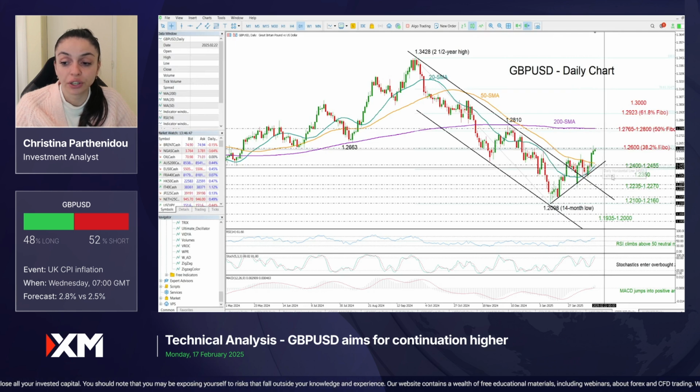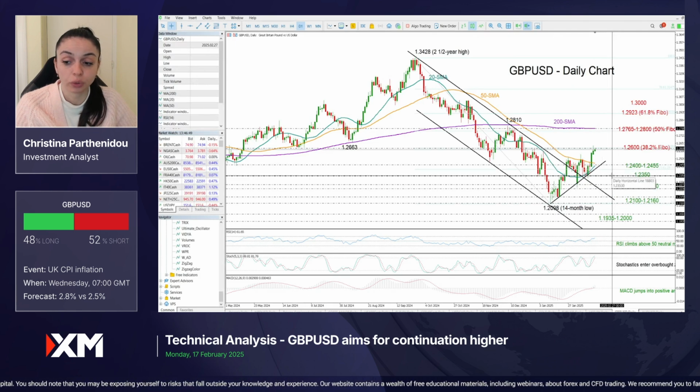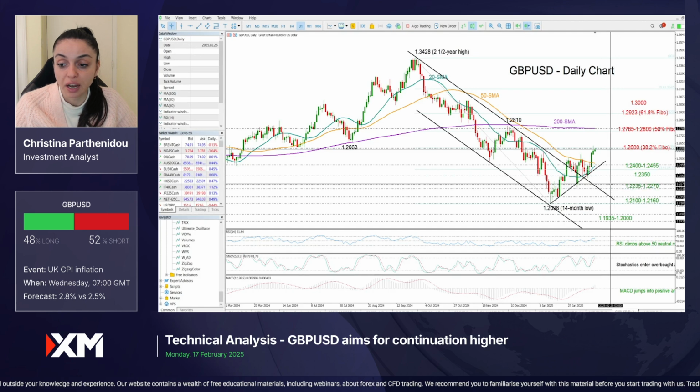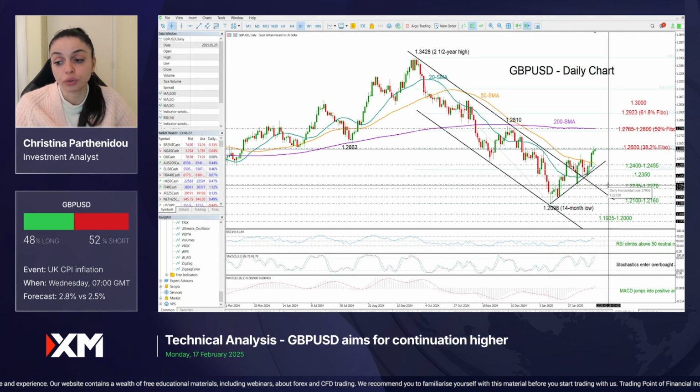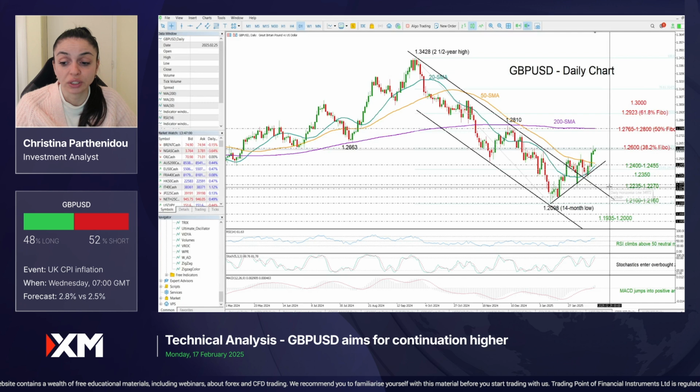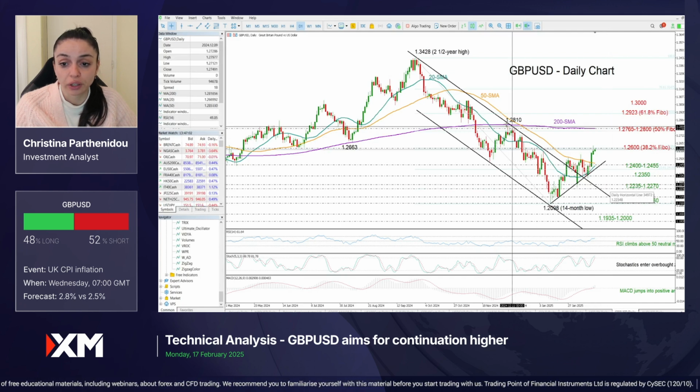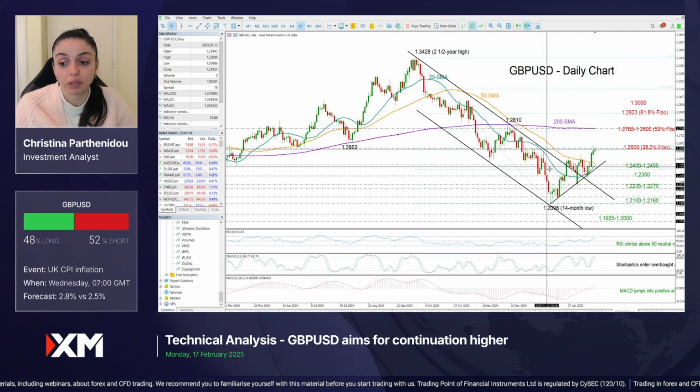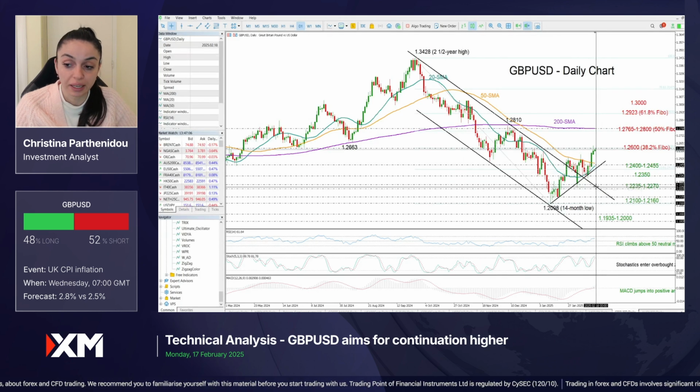Failure to hold here could take us down to 1.2350. If there is no consolidation here, if the price surpasses this area, then the decline could stretch towards the 1.2235 or 1.2270 region where the upper band of this broken bearish channel is placed.